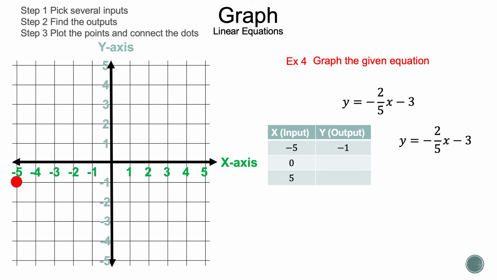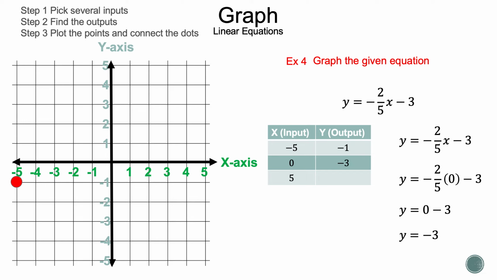So now we can go ahead, move on to the next input, in this case, which is 0. And so we substitute 0 into the equation. Now we have -2/5 times 0 minus 3. And -2/5 times 0 is 0. And now we have 0 minus 3. And the result of that is -3. Let's go ahead and plot the point.